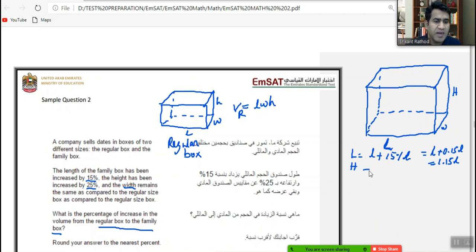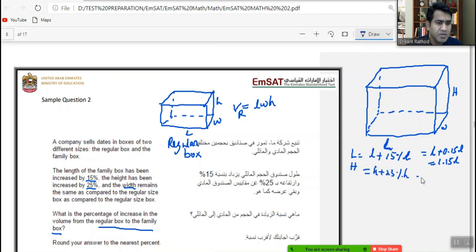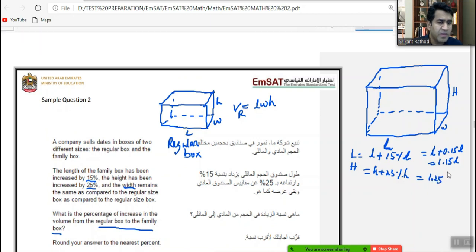Now what would be the height? Height increased by 25%, so the height can be written as H plus 25% of H. After simplifying you will get 1.25 H in terms of the height of the smaller box. Now what would be the volume of the family pack? The volume of the family pack is going to be, this is the length, this is the height, and the width is the same.